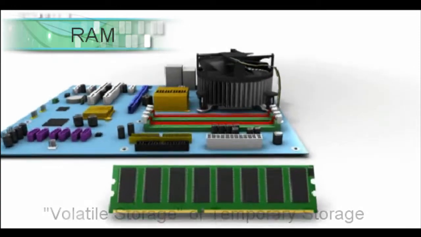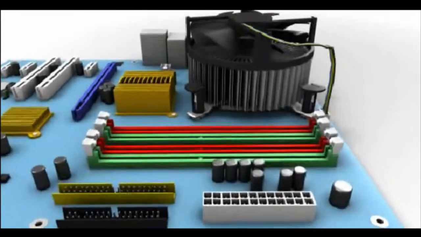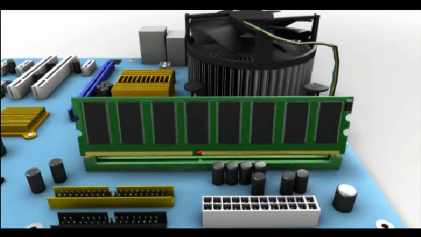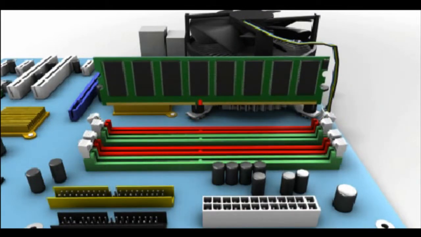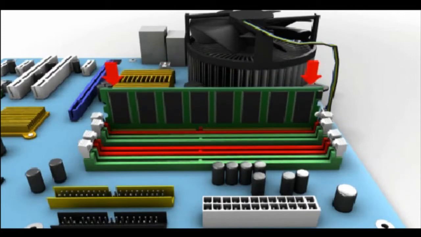Random access memory, or RAM. RAM is a computer's temporary memory, which exists as chips on the motherboard near the CPU. It stores data or programs while they are being used and requires power.